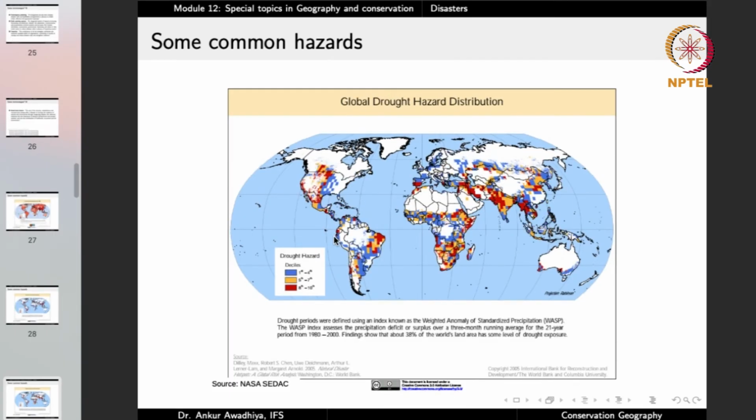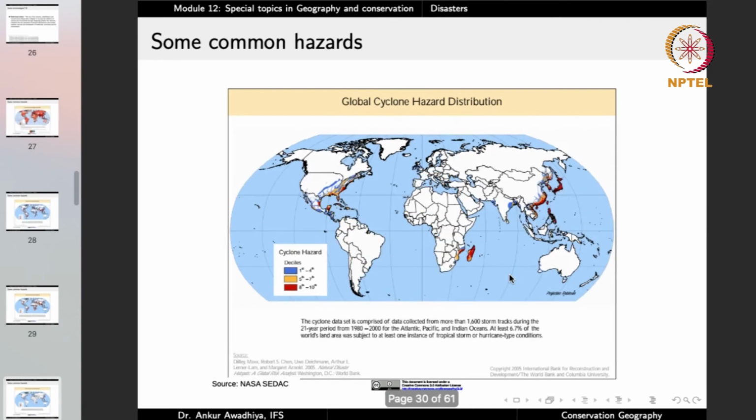If you look at the global drought hazard distribution, so this is telling us the various areas where there is a great probability of having a drought. And drought periods are defined using an index known as the weighted anomaly of standard precipitation, or the WASP index, which assesses the precipitation deficit or surplus over a 3-month running average for 21 years. So this is over a long period of time. And it shows that 38% of the world's land area has some level of drought exposure. And if you look at our country, practically every area has an appreciable level of exposure to droughts. So our country is very much drought prone.